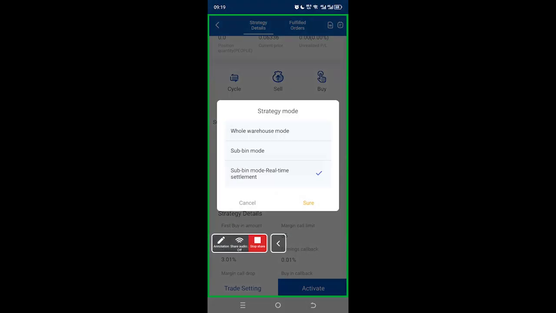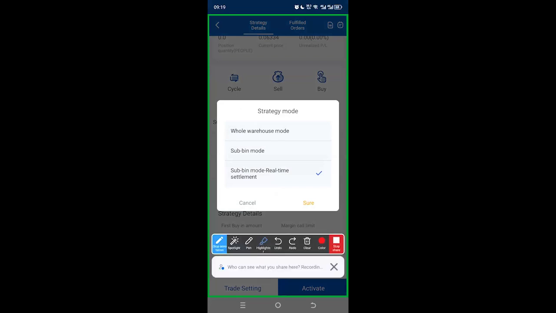you set your trade mode on the sub-bin mode real-time settlement. In this method, I only use sub-bin mode real-time settlement. But sometimes I also use sub-bin mode. If the market is selling, I use sub-bin mode real-time settlement. If the market is not selling too much, I use sub-bin mode. Okay? So that is it.